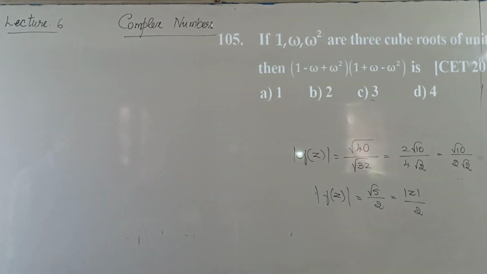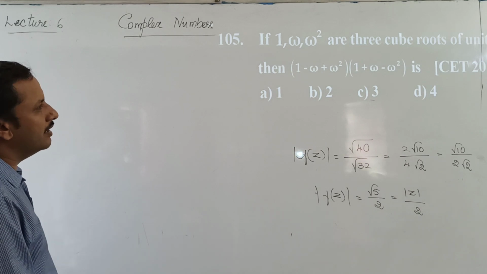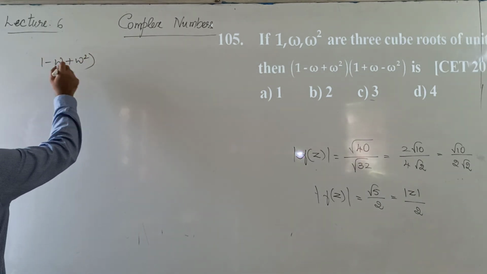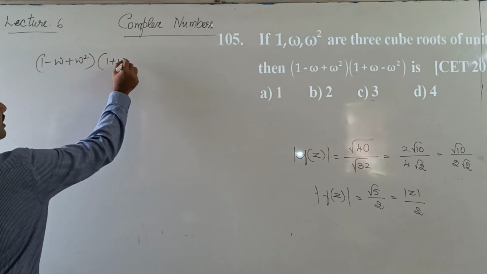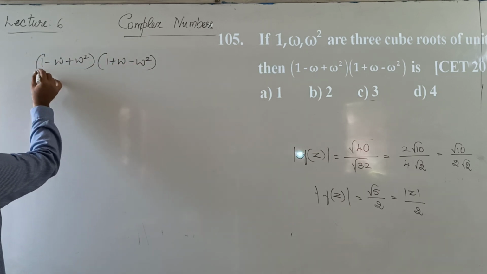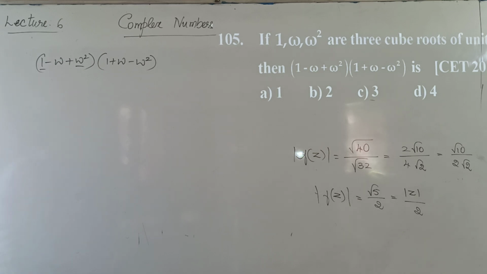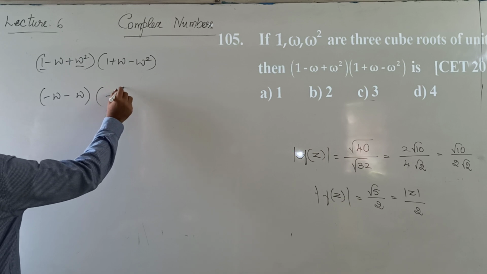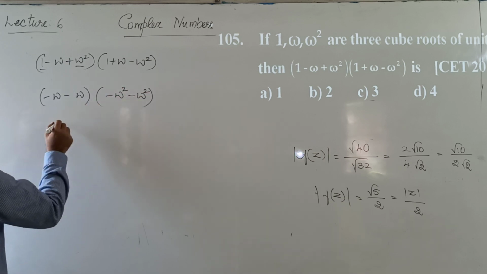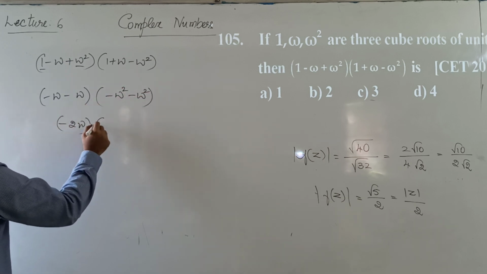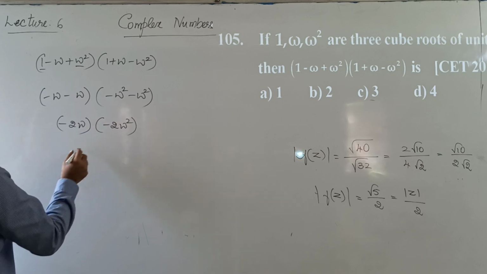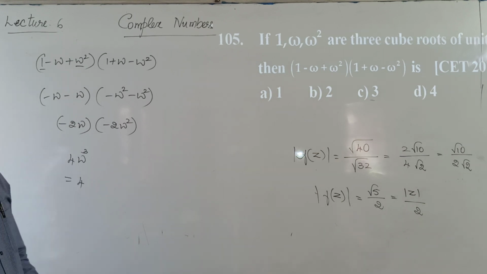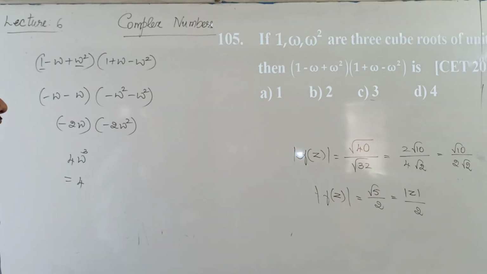If 1, omega and omega square are the three cube roots of unity, then what is the value of (1 minus omega plus omega square) into (1 plus omega minus omega square)? You know that 1 plus omega square is minus omega, and 1 plus omega is minus omega square. Together this gives you minus 2 omega and minus 2 omega square. When you multiply, you get 4 omega cube. Omega cube is 1, so the answer is 4.